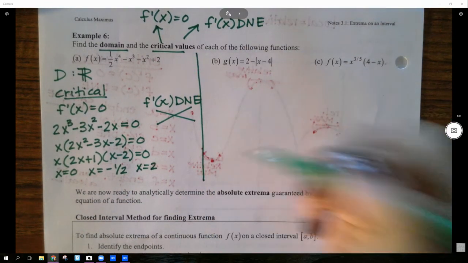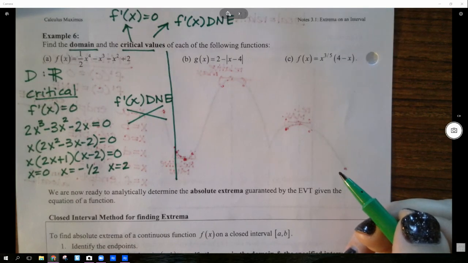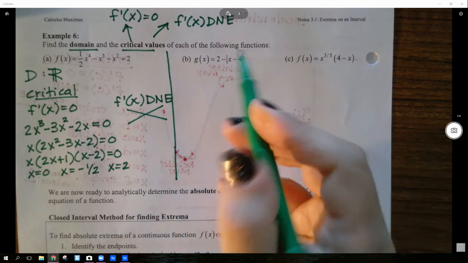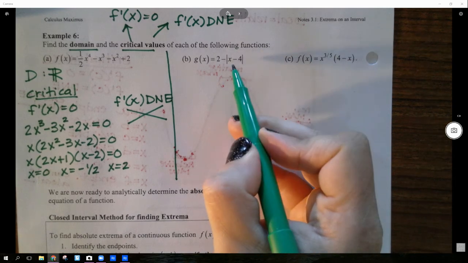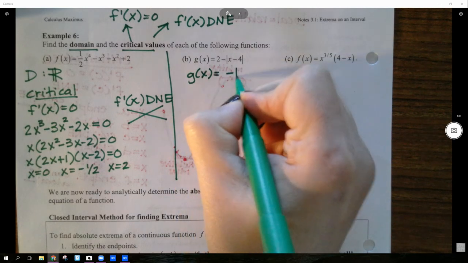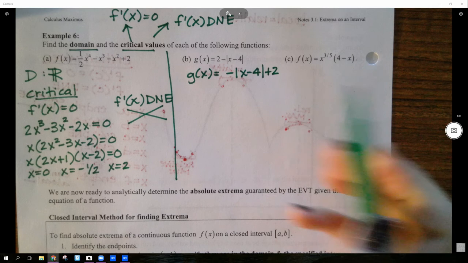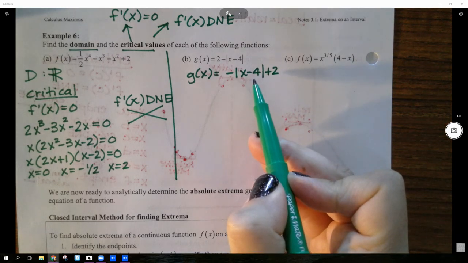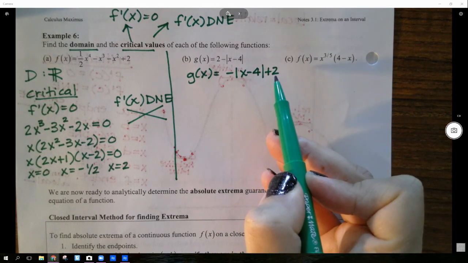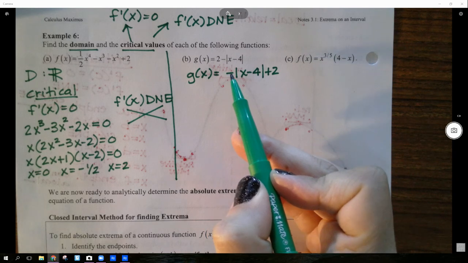Alrighty, for letter B, the fastest way to do letter B, quite honestly, is to just graph it. We know that this is an absolute value function. If we rewrite it this way, it might be a little bit easier to think about what's going on. So we are going to be shifting to the right 4 units, up 2 units, and this is going to be reflected over the x-axis.